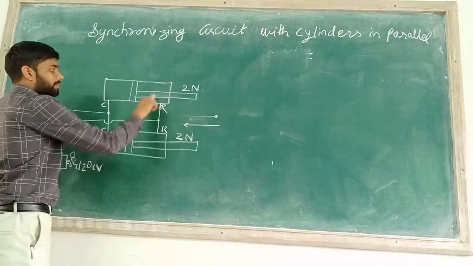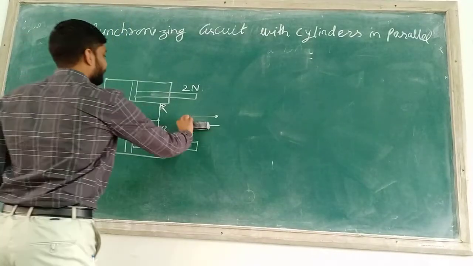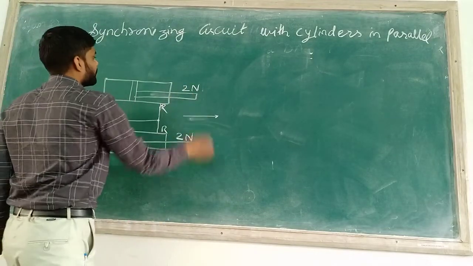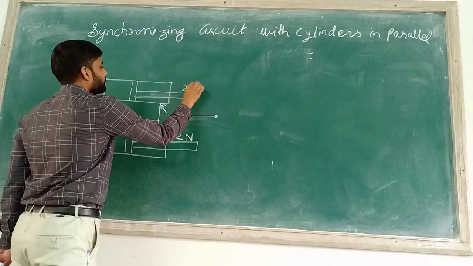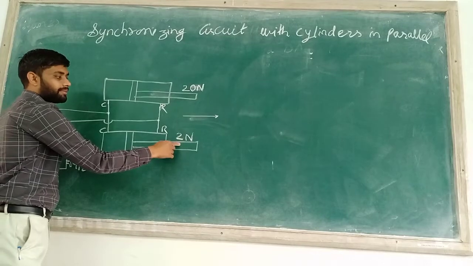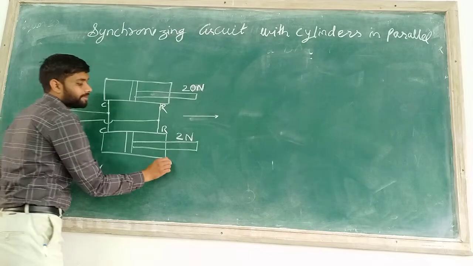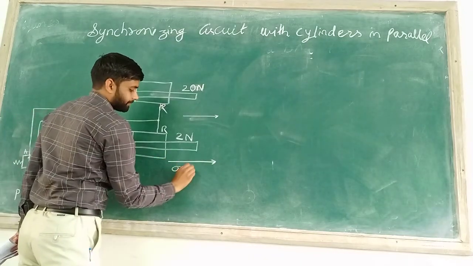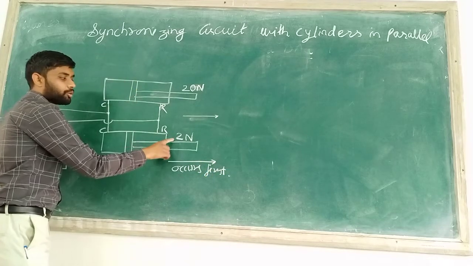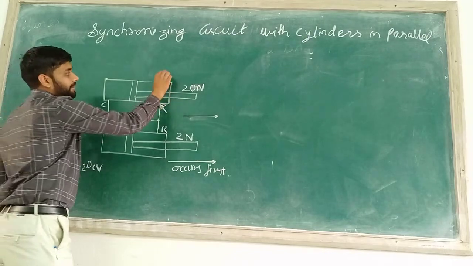At that time, both the cylinders will extend. Both the cylinders will extend at the same time. Okay. But here, if there is a load of 20 Newton applied there, and at the other end there is a load of 2 Newton. At that time, what will happen? Extension of this cylinder occurs first. Extension of the cylinder which is having low load will occur first and after this the extension of the other cylinder occurs.